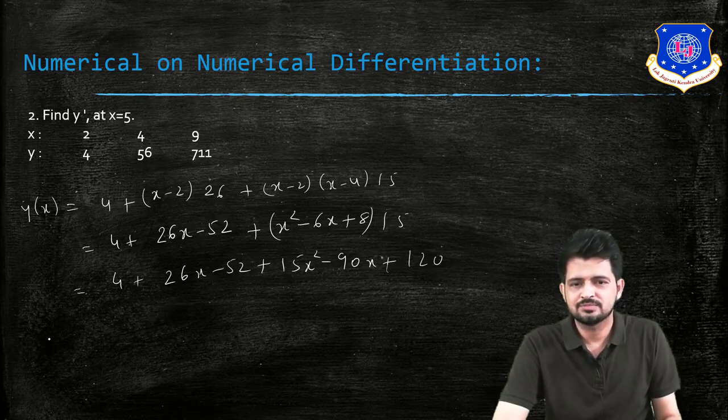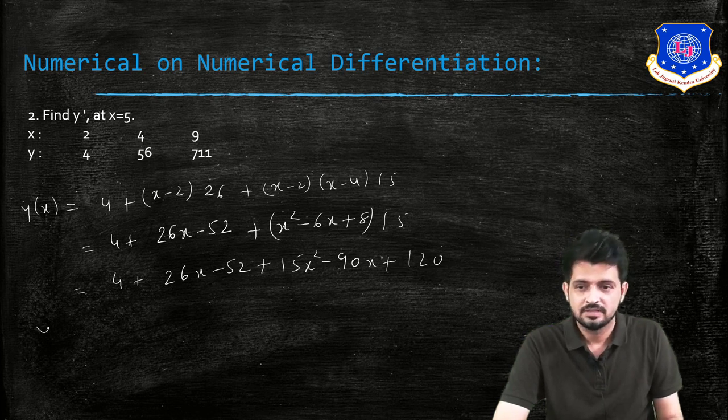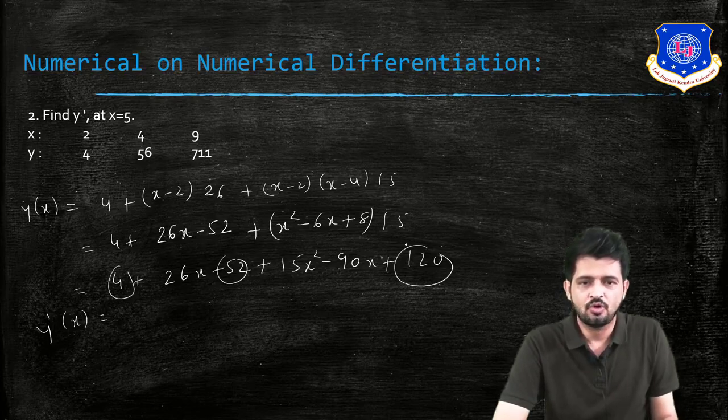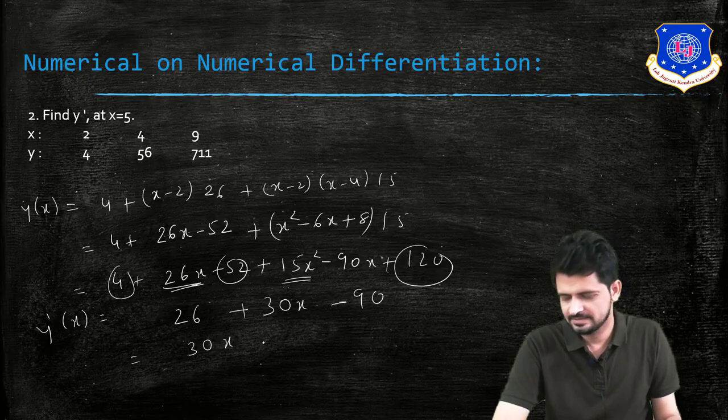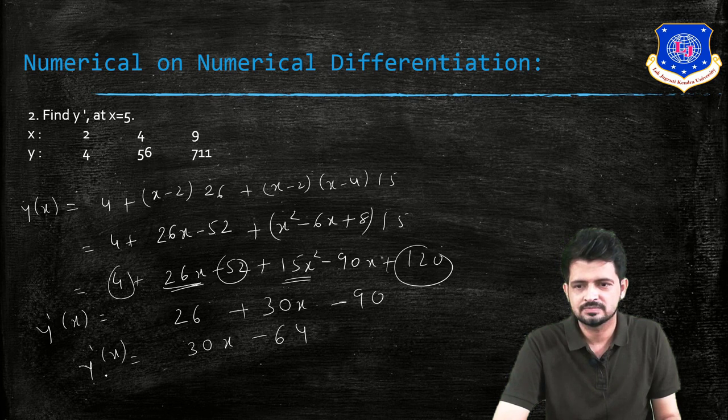Okay, see, this is my y of x. Now I have to find y dash of x. For y dash of x, the constants will be 0, so all of these values will be 0. So what will be my answer? The derivative of 26x is 26. Then 15x squared will give 30x, and minus 90x derivative is minus 90. So 30x minus 64 is my value for y dash of x.